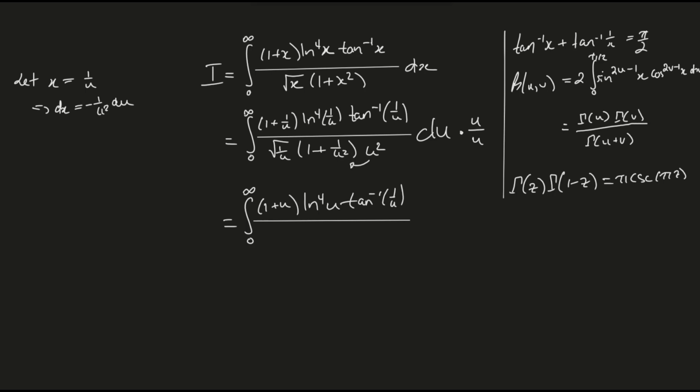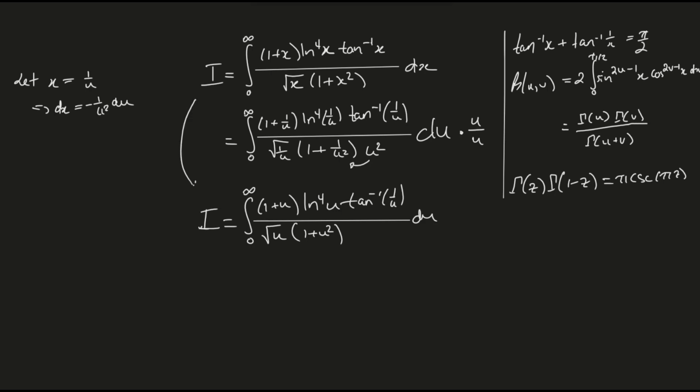Over u times 1 over root u, so u over root u simplifies simply to root u. Pretty easy to see why. So we have our root u back, and this u squared, when multiplied inside the parenthesis, will yield 1 plus u squared again. So this is obviously still equal to I, and what I'm going to do now is add up both of these versions of I.